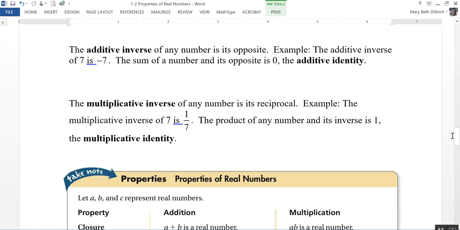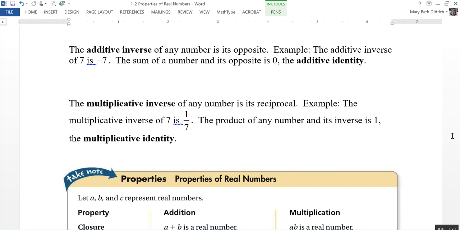The additive inverse of any number is its opposite. So for example, the additive inverse of 7 is -7. That means the sum of a number and its opposite is always 0. 0 is the additive identity. I can add 0 to anything and get the same thing back.